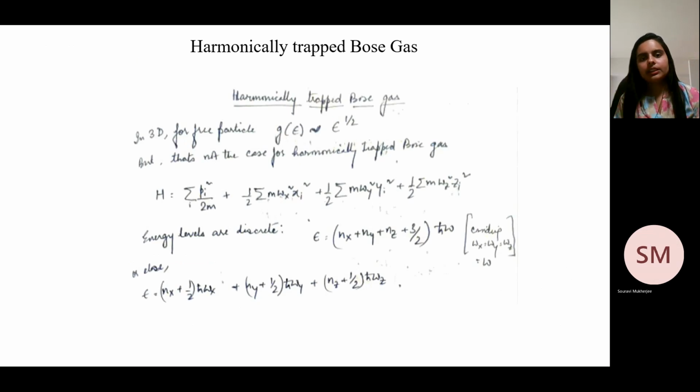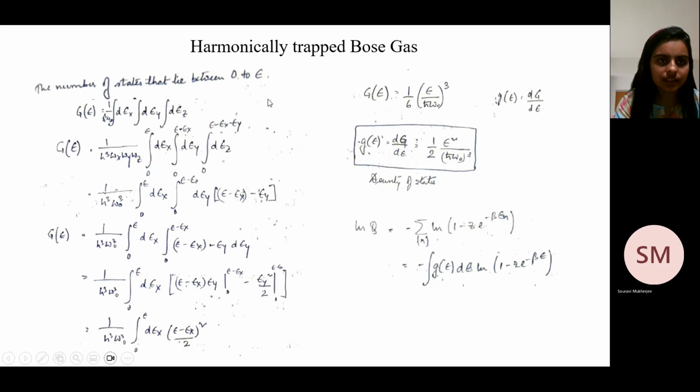So then what we looked at, this was what we had discussed in the last class, was the harmonically trapped Bose gas. So here you see that the density of states is no longer proportional to epsilon to the power half, even in 3D, because now your particles are not free, they are harmonically trapped. So what happens is you find the density of states using these relations here, which come from the fact that the energy Ex plus Ey plus Ez should give you the total energy E. And then you put the limits from 0 to epsilon, so that you find all the number of states that can lie between 0 and epsilon. Okay. And this is how you get to the density of states, right?